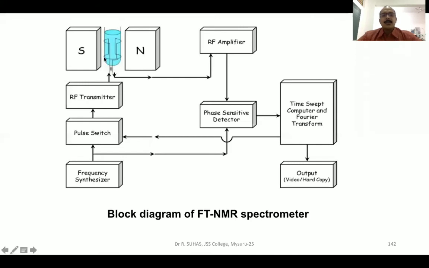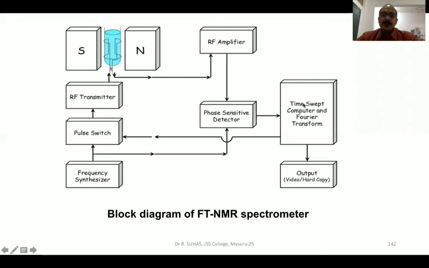Once all the protons have come back to the normal ground state by the relaxation mechanism, the signals are amplified in the radio frequency amplifier, and that goes to the detector. Once it comes to the detector, it goes to the computer.